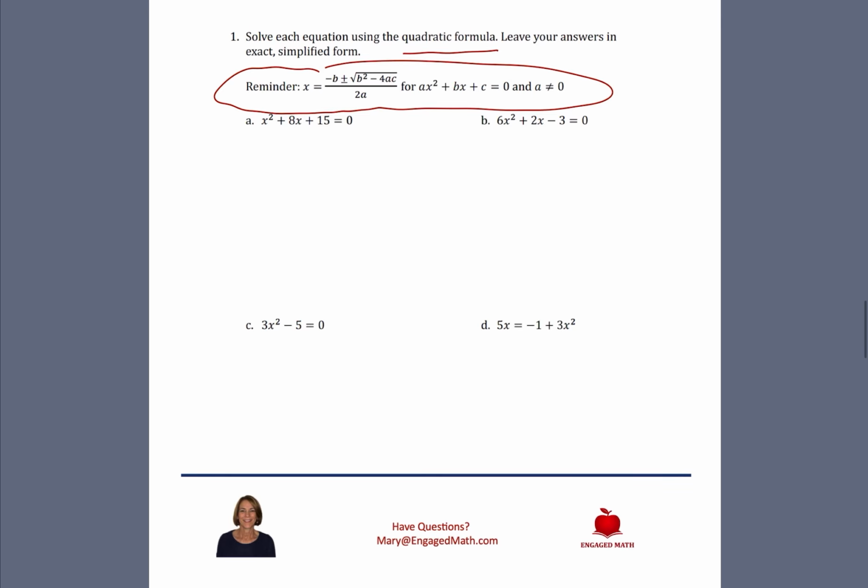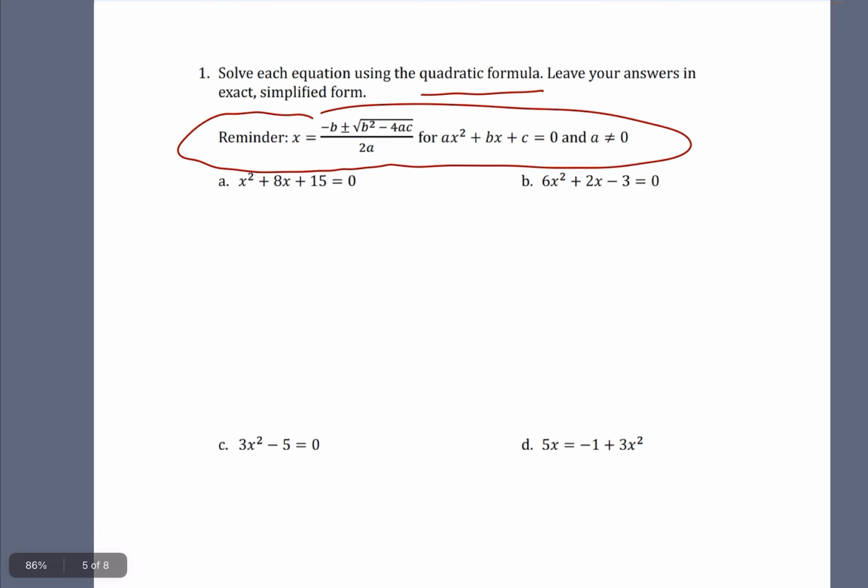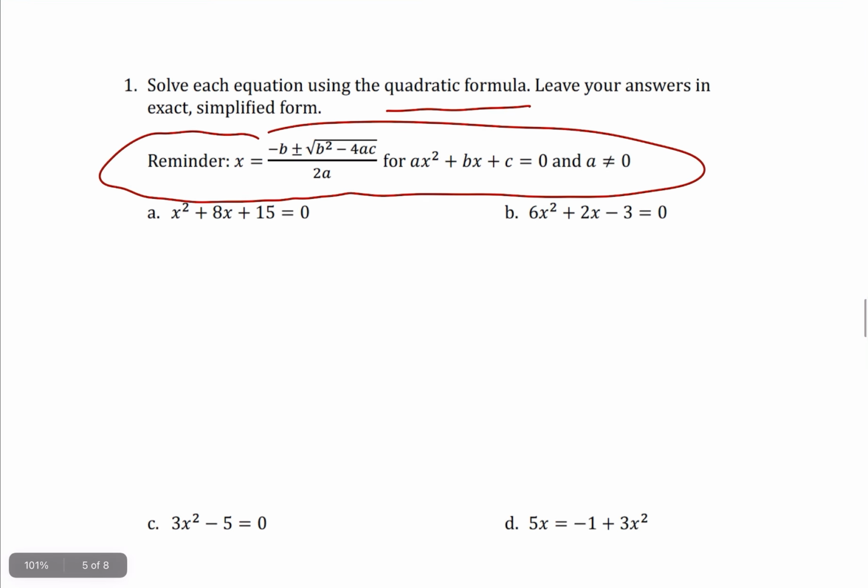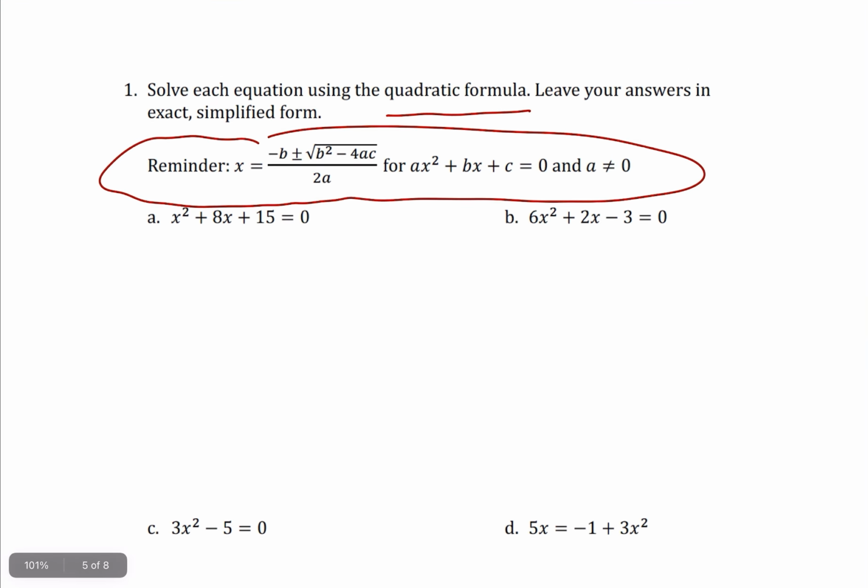And we can solve problem A. I'm going to zoom in so you can see our work really clearly. I'm just going to mention to you the first time what A, B, and C are. And then as we move on, I won't go through that every time. But A is always the number in front of the x squared, which in this case is 1. B is the number in front of the x term, which is 8. And C is the number that doesn't have a variable next to it, which is called the constant. And in this case, it's 15.